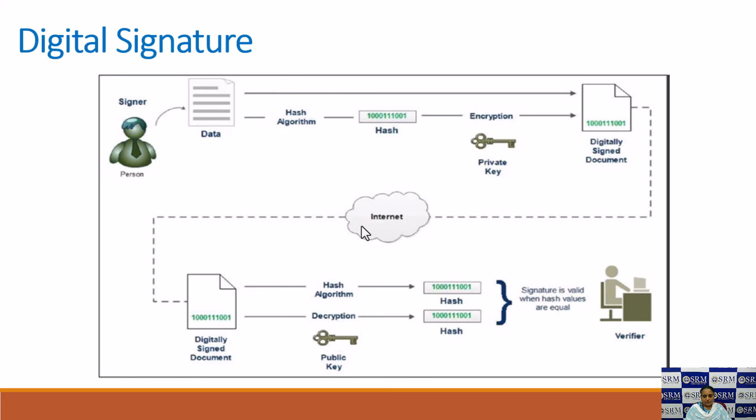So this is the diagrammatic explanation for digital signature. The person who is sending the data uses a hashing algorithm, and after the hashing, the private key is used for encrypting. Then the digitally signed document is available and is sent through the internet. Then the digitally signed document is decrypted using the public key, and it will be rehashed. Here again it is rehashed to check whether both hashes are the same. If both hashes are the same, the signature is valid. Otherwise, the signature is not valid. This is how the digital signature application is used.